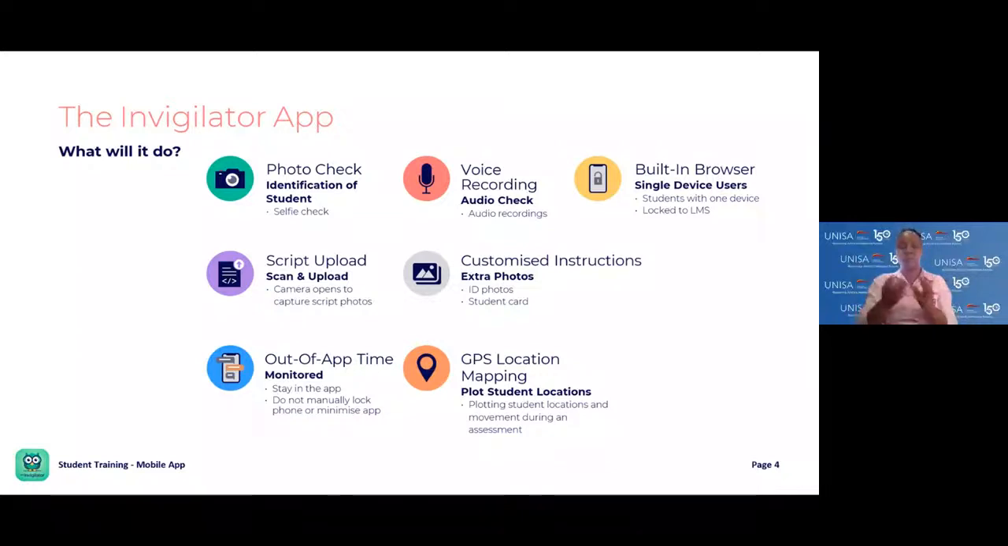Then at the bottom, out of app time, this is very important as well. You need to make sure that the app is running in the foreground of your smartphone for the entire duration of the assessment. So you cannot close or minimize the app in order to do all sorts of other things. So this out of app time is tracked and monitored, and when it reaches a certain point, that is seen as a transgression. So ladies and gentlemen, the only time where you are allowed to minimize your app is if you are experiencing a technical issue with the app and you need to reach out to our help desk. And I'll talk about that a little bit later as well.